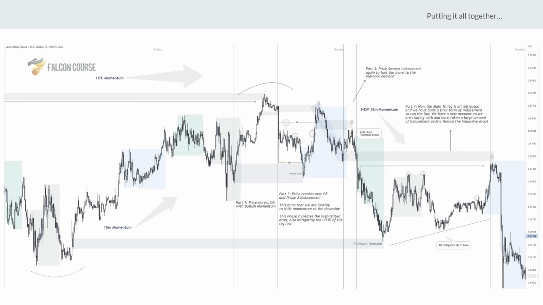That impulsive drop is telling us we've taken out so much inducement to the downside, and we have such a clear target now to trade to, because all that demand's been taken out, that we just absolutely bombed to that level there. And that's where that volatility comes in. Those random times of volatility are really important to analyze because of interacting and taking out those certain points of inducement. So just mentioning here, all mitigated price action to take.